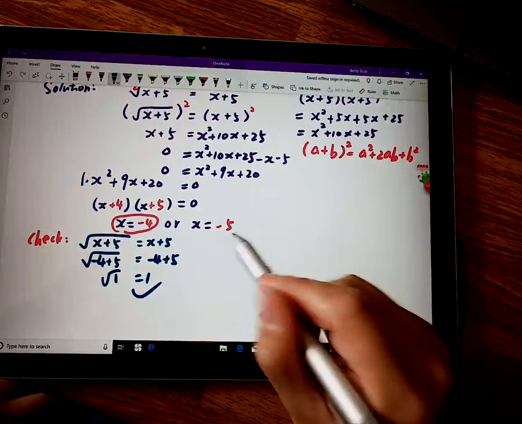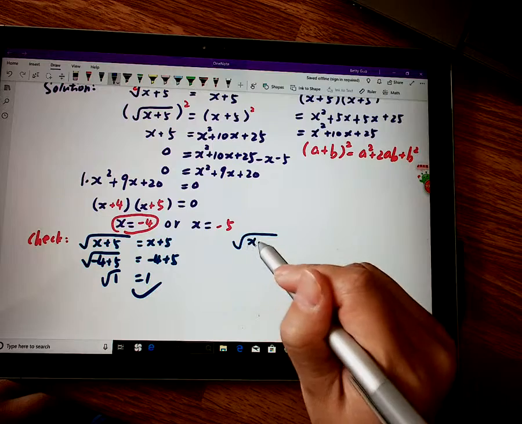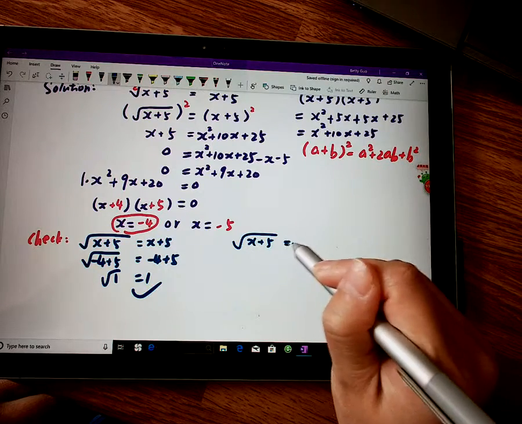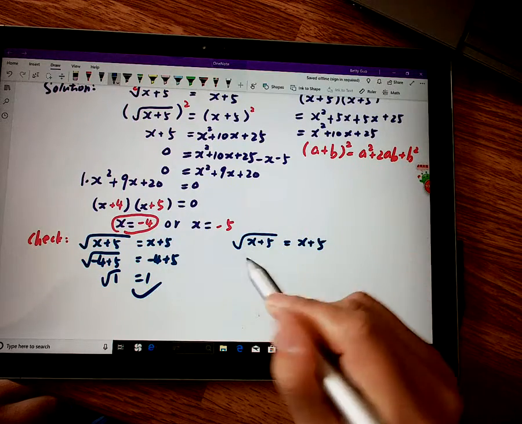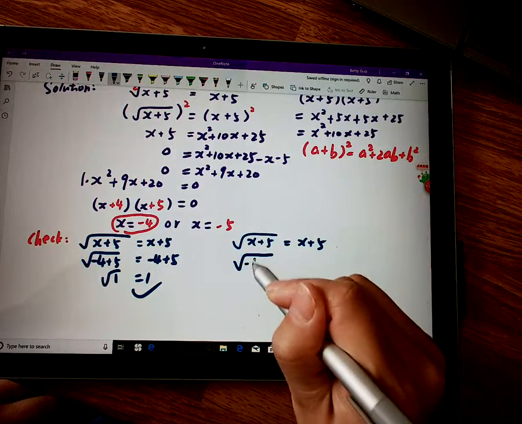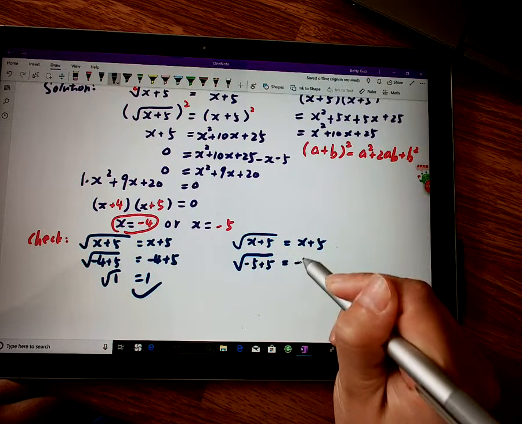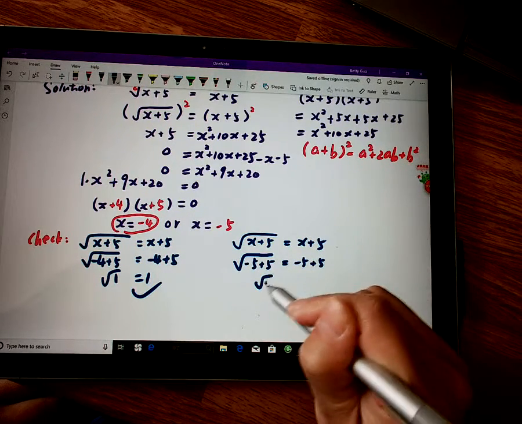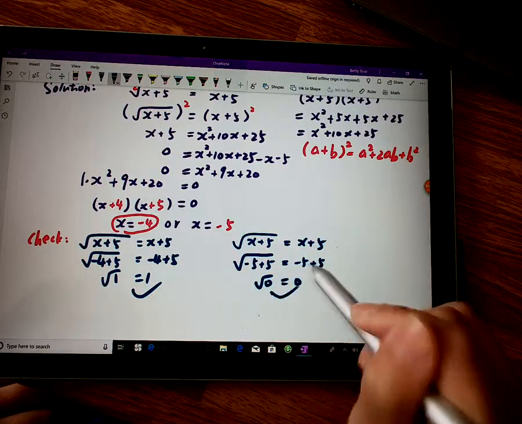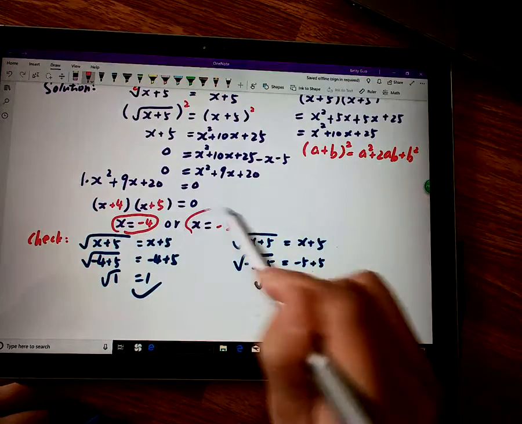The other proposed solution, let's write down the original equation. And we plug in x equals negative 5. Negative 5 plus 5 is 0. We have root 0 equals 0. That is a true statement. Again, we keep this one as well.